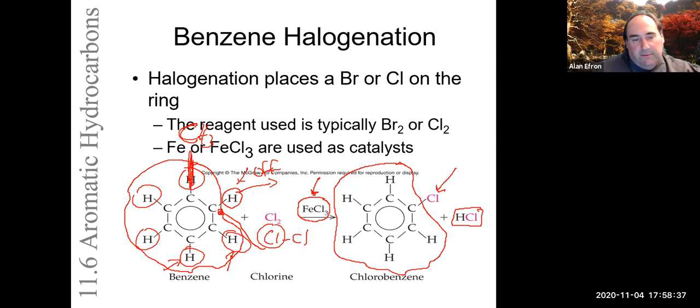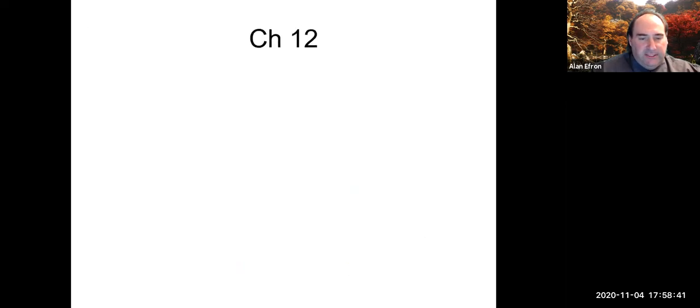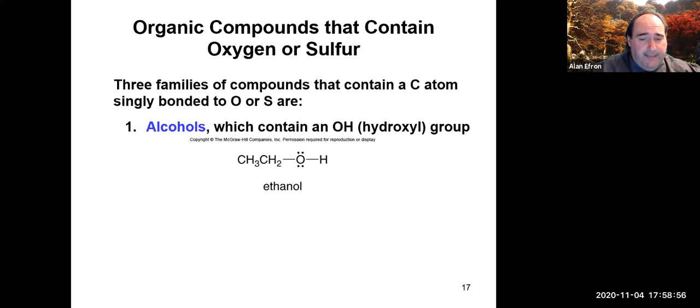Other questions? Okay. Then we're off to chapter 12 now. In chapter 12, we're going to talk about basically the carbon-oxygen double bond, alcohols, ethers, thiols, aldehydes, and ketones. So all that good carbon-oxygen double bonds happening.